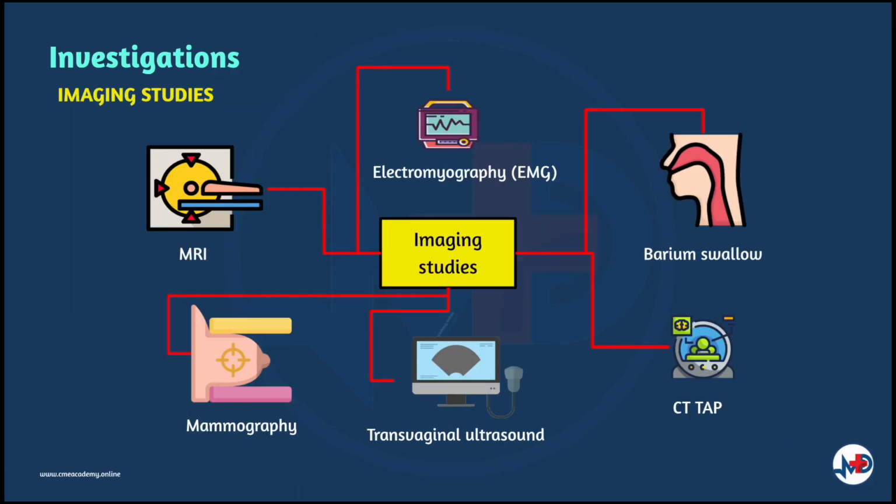Imaging studies for dermatomyositis include MRI, electromyography, barium swallow, computed tomography of the thorax, abdomen, and pelvis, transvaginal ultrasonography of the pelvis, and mammography. The aims are to detect muscle inflammation, select sites of biopsy, and identify primary cancers.